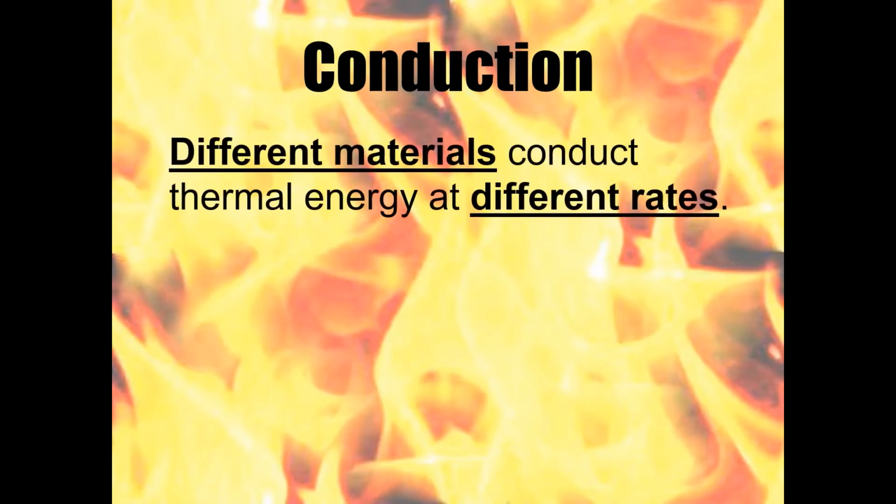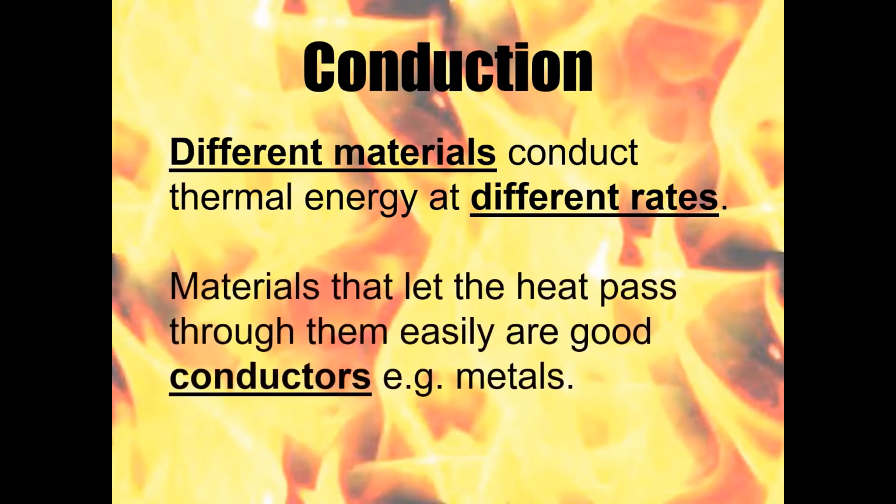Okay, so different materials conduct thermal energy at different rates. We know this. You would never use a metal spoon to heat up some food because you'd very quickly burn yourself. You're going to use a wooden spoon instead, because the wooden spoon is not going to conduct the heat away from the saucepan or away from the food up to your hand and cause your hand to burn, whereas the metal would do that. So materials that let the heat pass through them very easily are what we call good conductors, and like I said, an example of this is a metal.